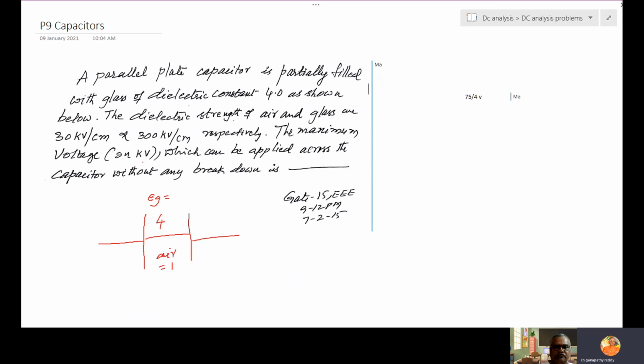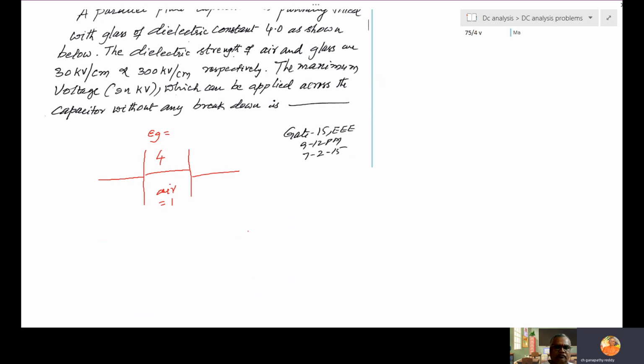Next, maximum safest voltage. So which is important here? Here glass is inserted. This capacitor is anyway safe. Its safety is multiplied by 4. But air capacitor breakdown will not change. So this is AB terminals. Now what is the voltage across? I can call this CA and this CG.